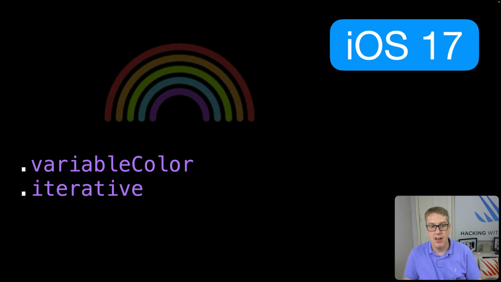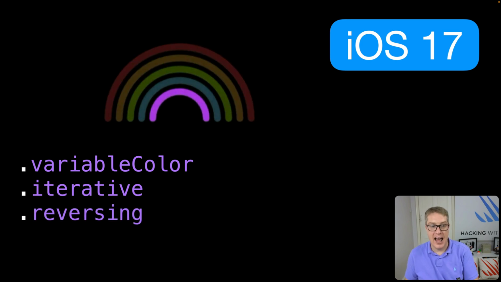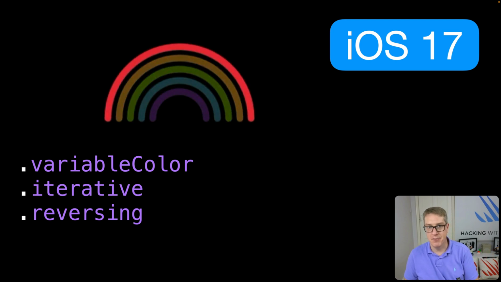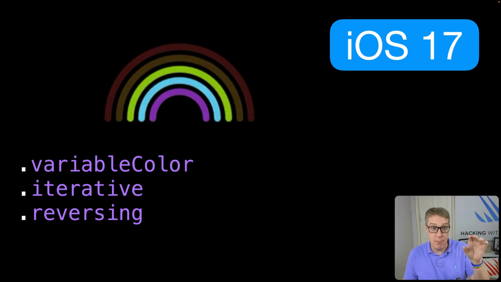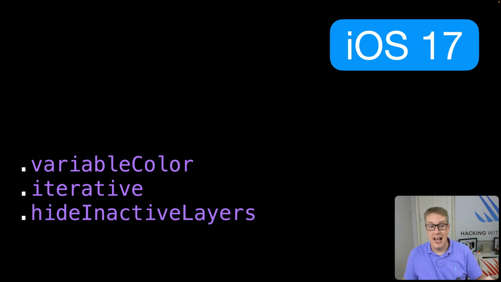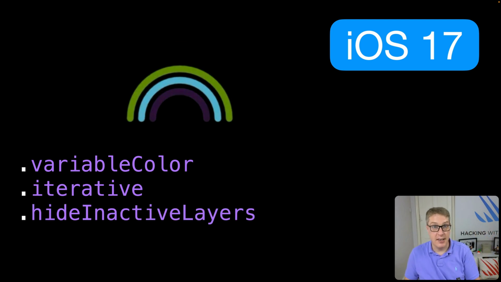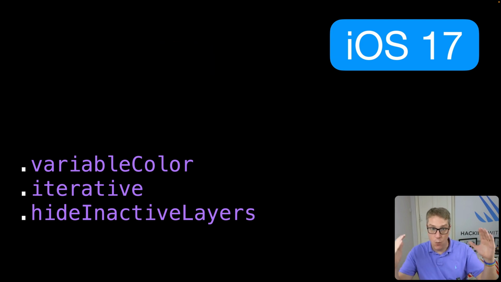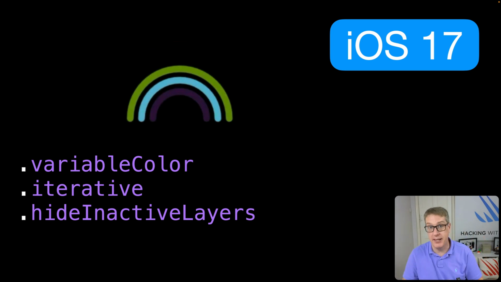Or you might say, I want to have a variable color iterative, so only one band of the rainbow expands out with color at any given time. Or perhaps it's variable color and then iterative and reversing. So it goes all the way up, then all the way down, one band at a time. It looks fantastic. You can even say, let's not dim the unused parts of the rainbow, let's hide them entirely. And now what you'll see is we get individual things being visible one at a time, with the dimmed parts of the rainbow being invisible completely.